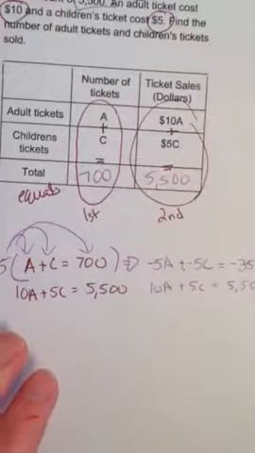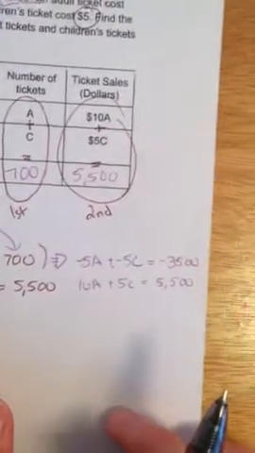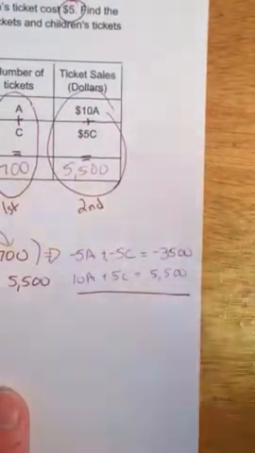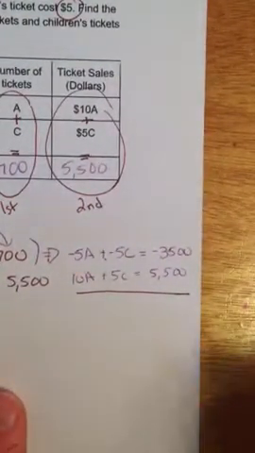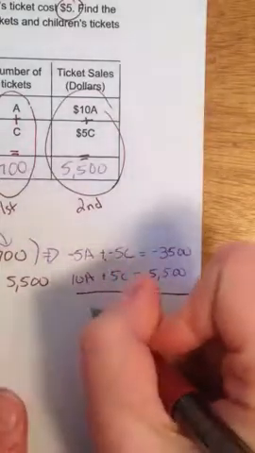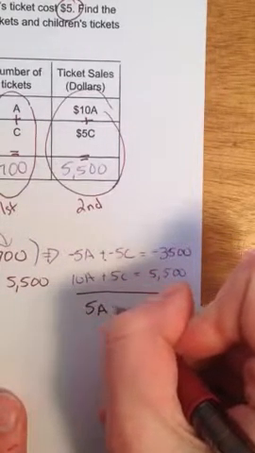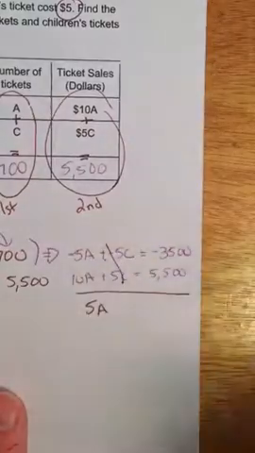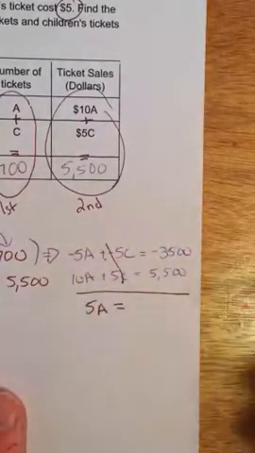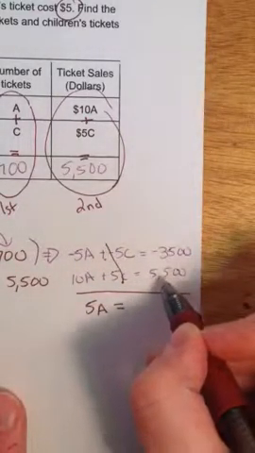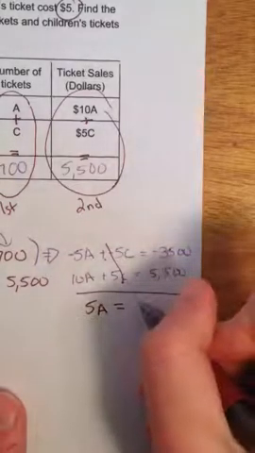Okay, so now when I add my equations together, I'm going to zoom in a little bit over here. Negative 5a plus 10a is just 5a. My c's canceled, which is what I chose to happen. And then negative 3,500 plus 5,500 is going to be 2,000.